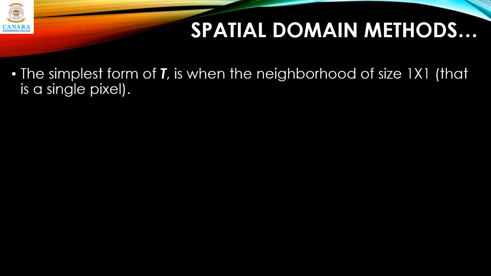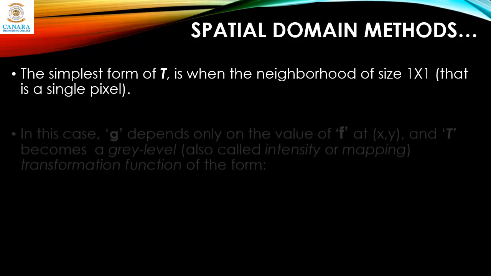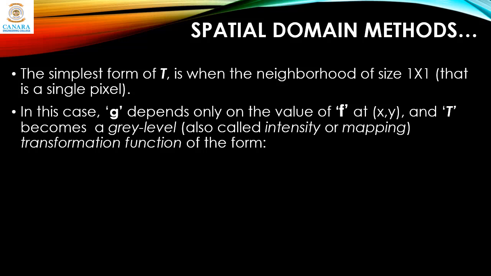The simplest form of T is when a neighborhood size of 1 cross 1 is considered. That means we are just focusing on a single pixel here and its value. We are not considering its neighborhood. And g depends only on the value of f at xy, and T becomes a gray level transformation function of the form S is equal to T of R, where R is the input image pixel value, S is the output image pixel value, and T is the transformation function or operator.